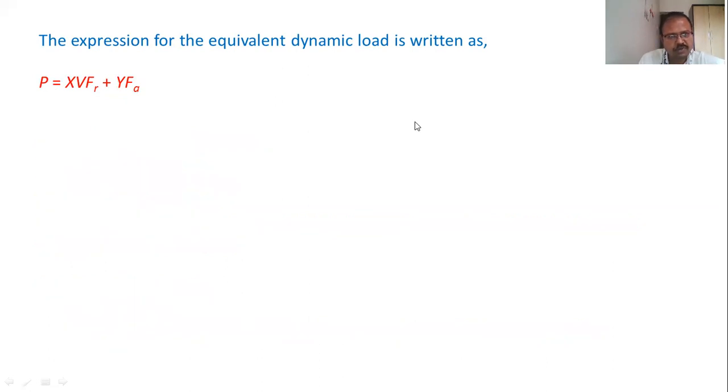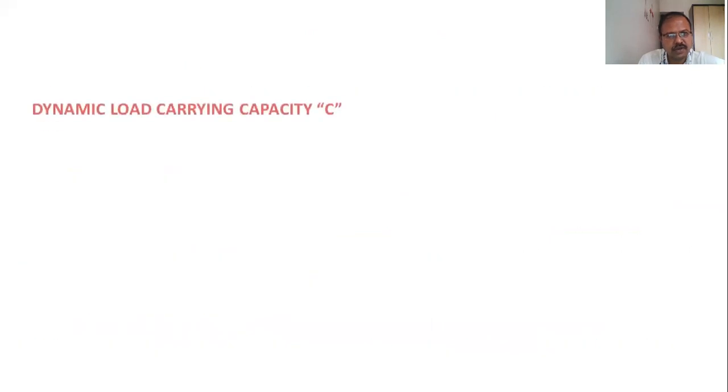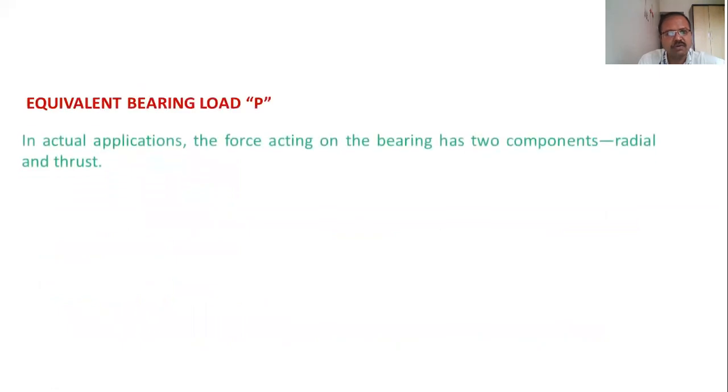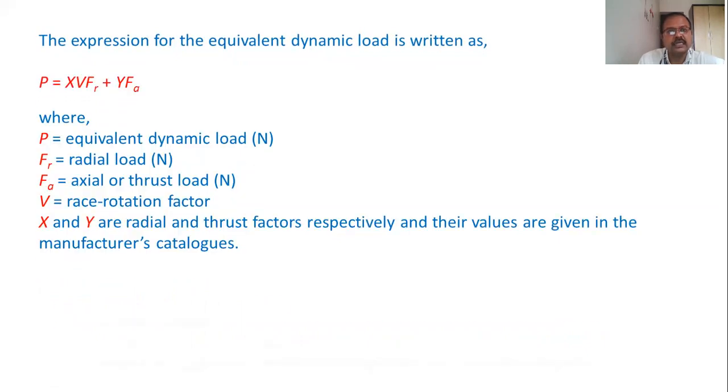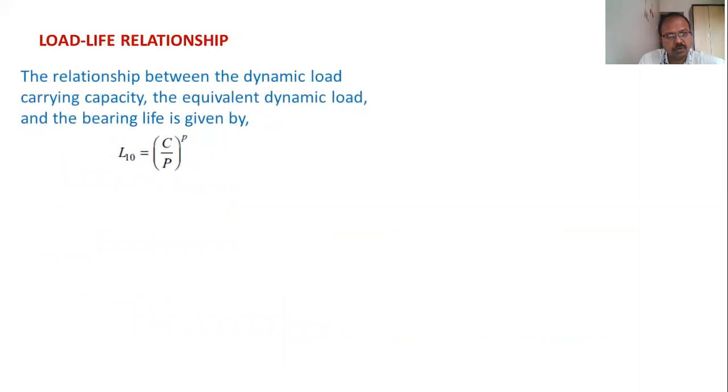So till now, we have defined the life of the bearing, we have defined the dynamic load C, and we have defined the equivalent bearing load P. Then we will give the load life relationship. It is the relationship between the two loads. C is the dynamic load, P is the equivalent load, and L10 is the life. So the load life relationship is given by L10 is equal to (C upon P) raised to small p.